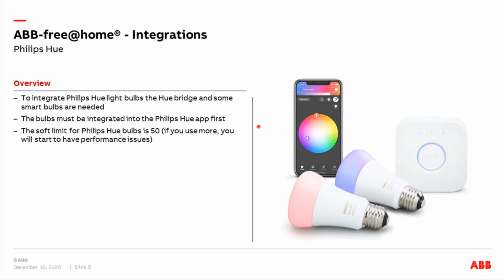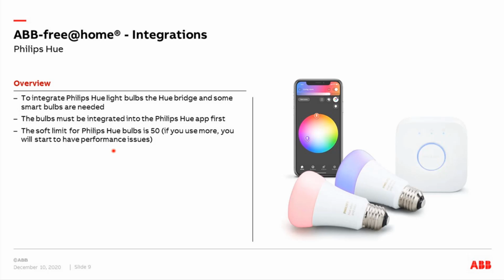Important is also that we always have to integrate, first of all, the light bulbs and the sockets into the Philips Hue app first. So this is always the first step when you want to commission Philips Hue. Make sure that all the devices which you want to use in free at home are available in the Philips Hue app first of all.